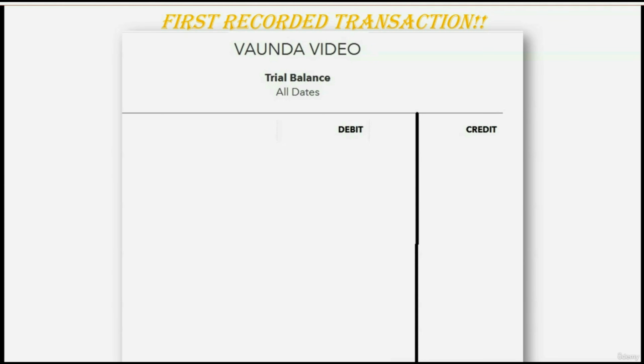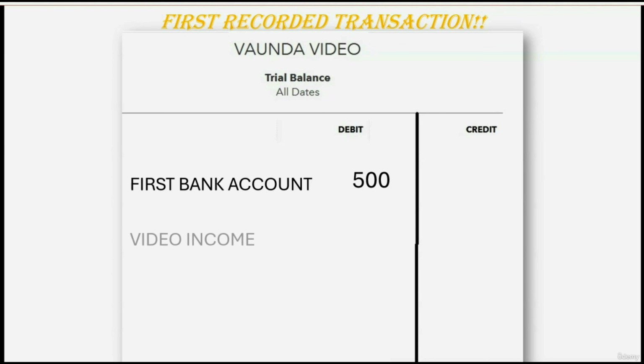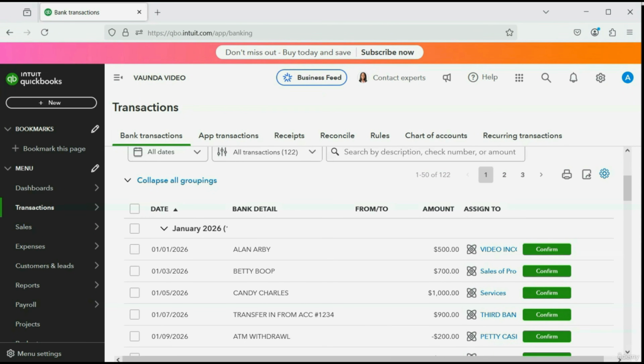Well, if we accept a $500 deposit into the QuickBooks Online records, then the first bank account will show up for the first time in the trial balance as $500. And in my particular case, they suggested video income. That means video income will also show up for the first time as $500. And if you don't have video income, whatever account they suggested will show up for the first time as $500. So let's take a look and see what happens.